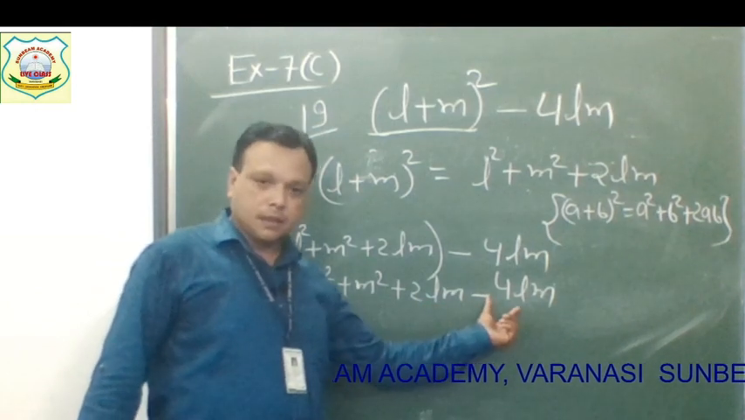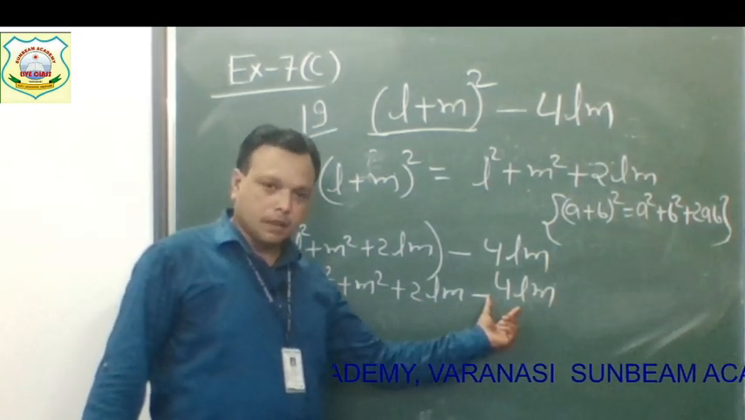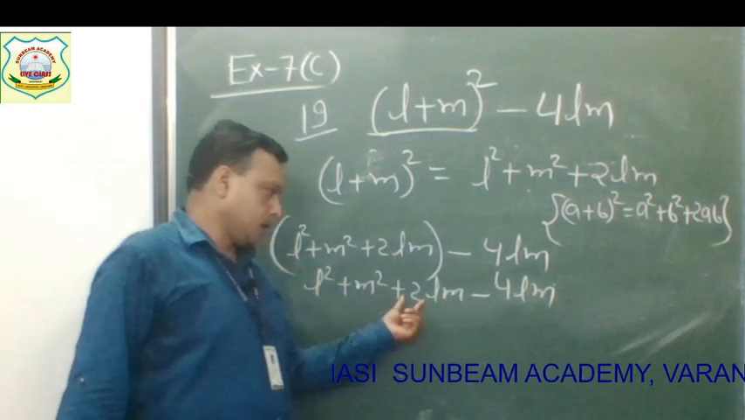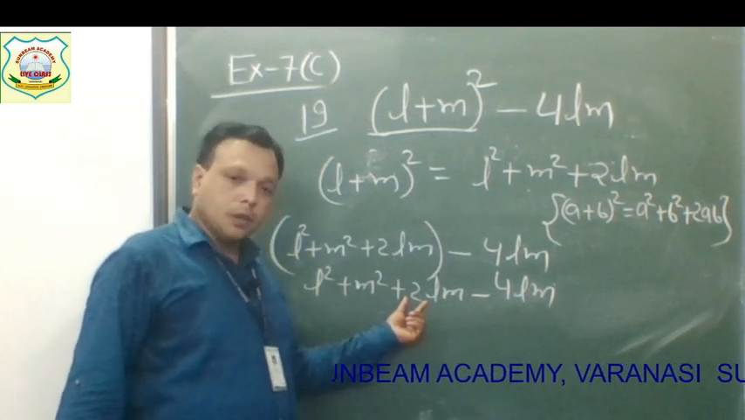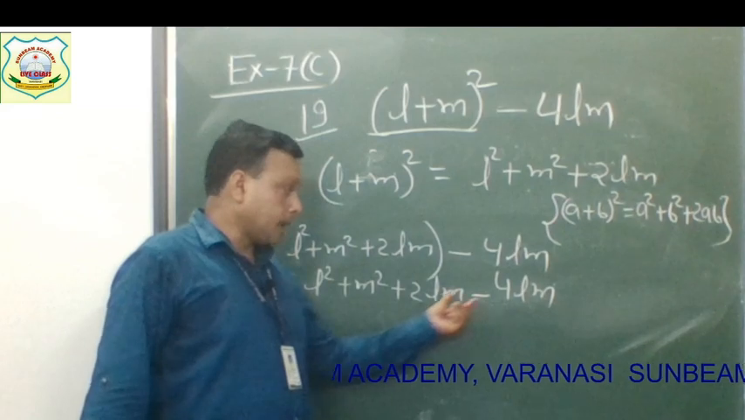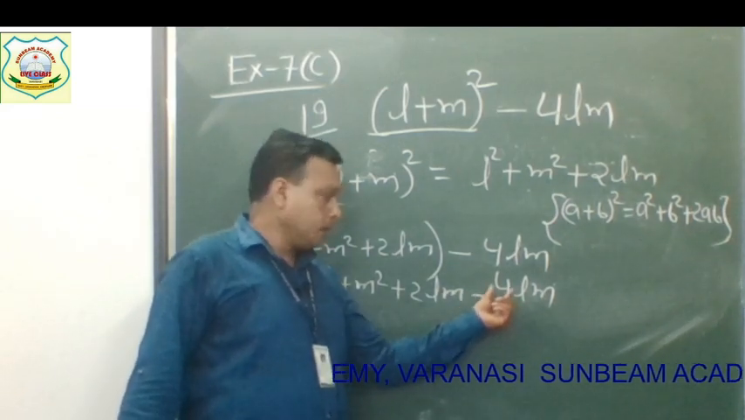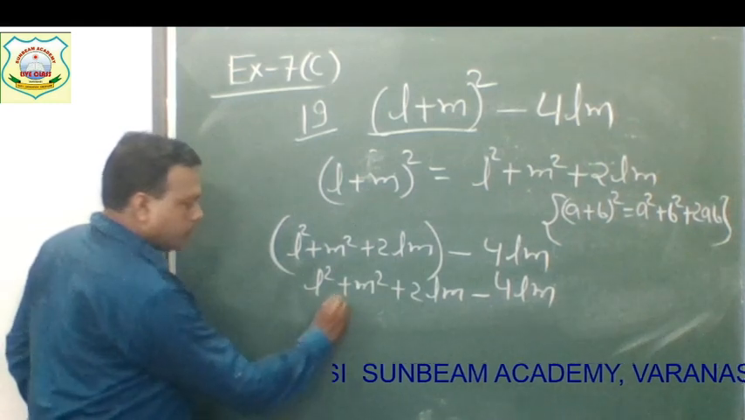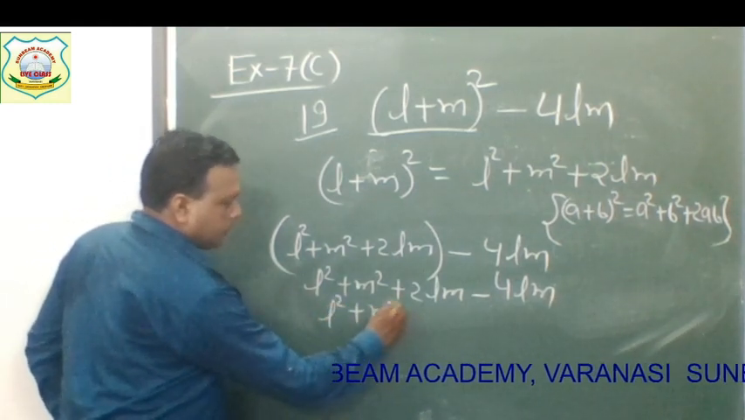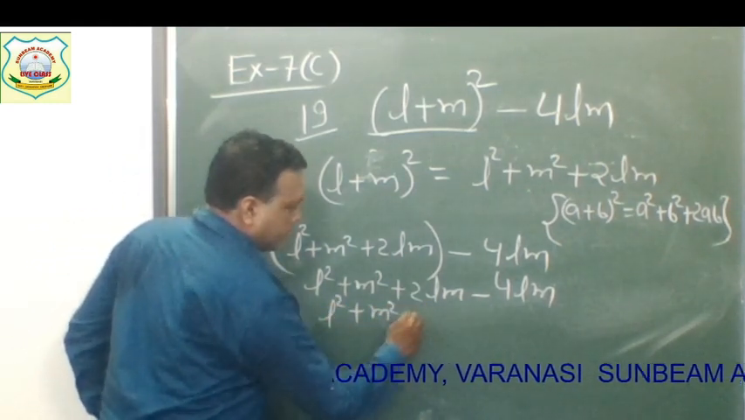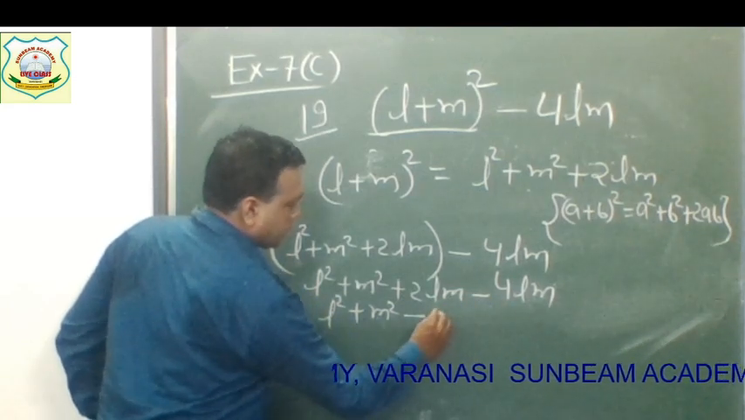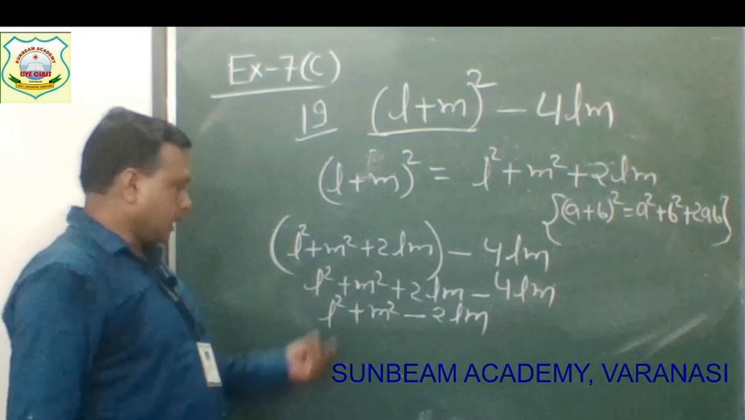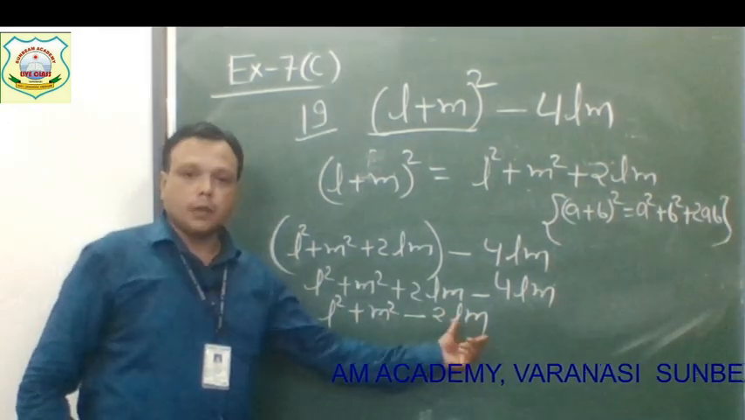What will be the sign? Plus and minus, so it will be minus, because plus minus minus is minus. So 4 minus 2 will come 2, but the sign will come minus. Why? Because the minus sign is greater. So what is the answer? L square plus m square, and minus 4 plus 2 is minus 2lm. Okay, l square plus m square minus 2lm.